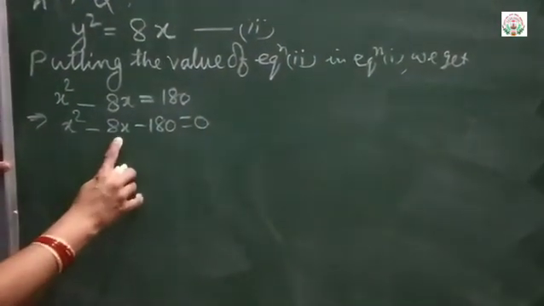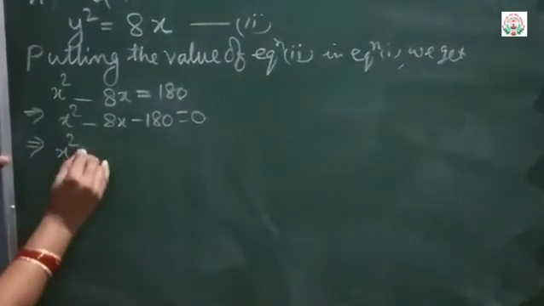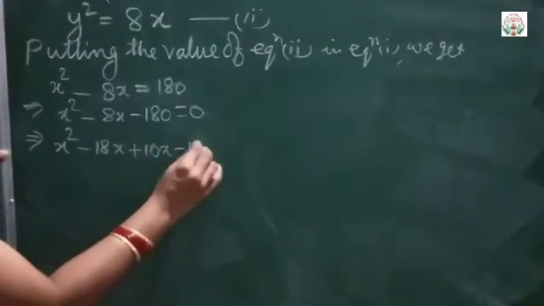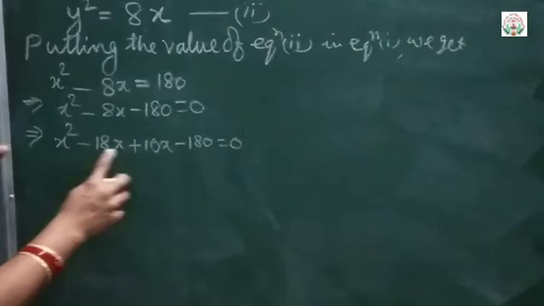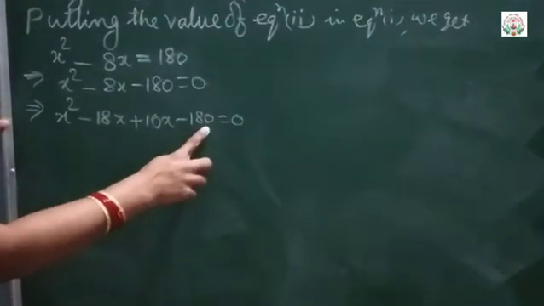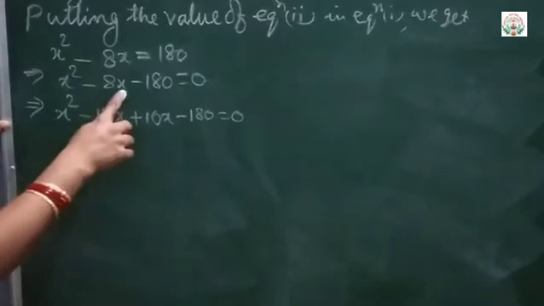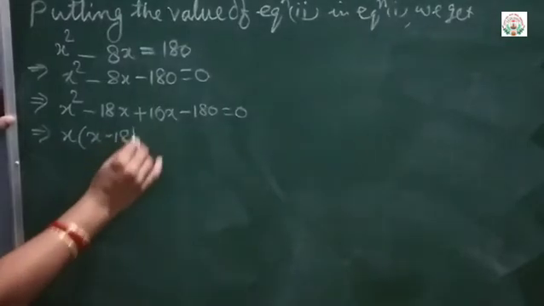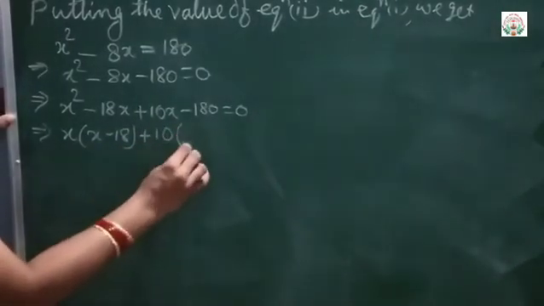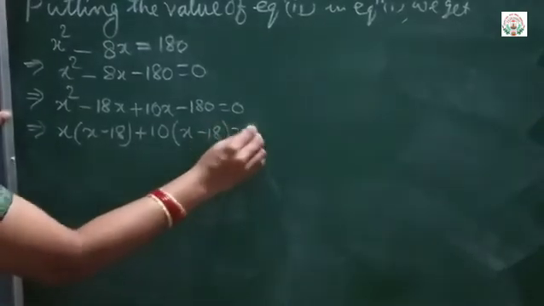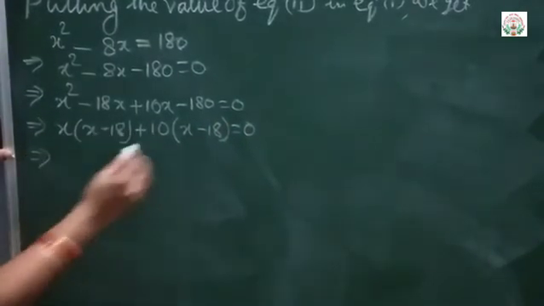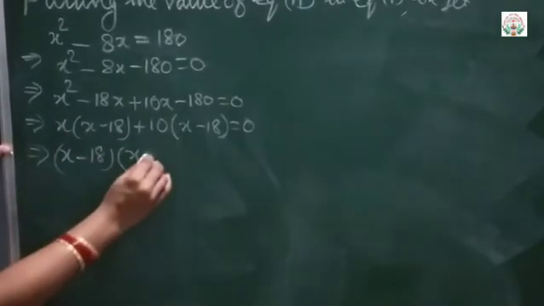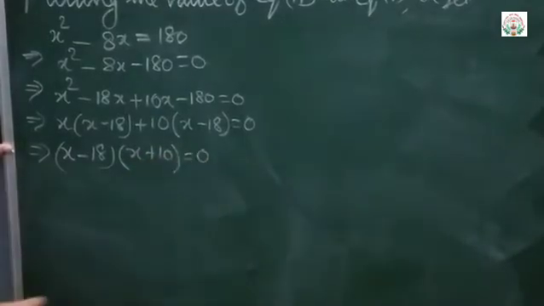Now we have to split the middle term. Okay. So how will you do? x square minus 18x plus 10x minus 180 equals to 0. Because on multiplication 18 into 10 I will get 180 and on simplification I will get minus 8x. Now in these two, what is common? x minus 18 and here 10 is common, so it will be x minus 18 equals to 0. Now take in this way, x minus 18 is common, then what is left out? x plus 10 equals to 0.